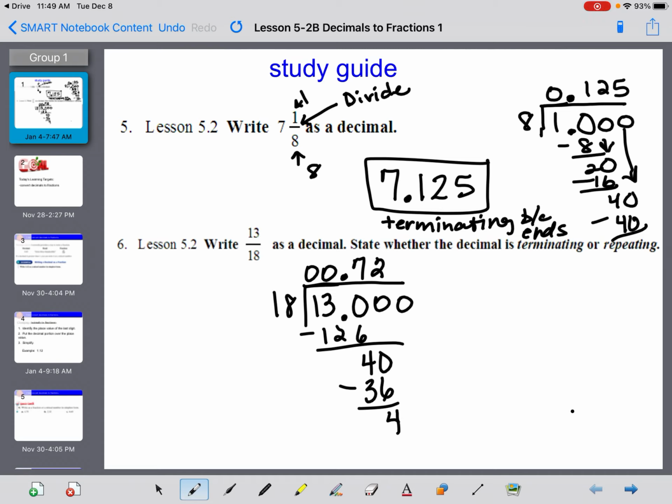Now that means, take a look what's going to happen. I get 40 again. So 18 goes into 40 2 times. It looks to me like that 2 is going to repeat. So we're going to put a bar above the 2 only, not the 7. So my answer is 72 hundredths with a repeating bar over the 2 only. And then you're going to say that this is a repeating decimal.